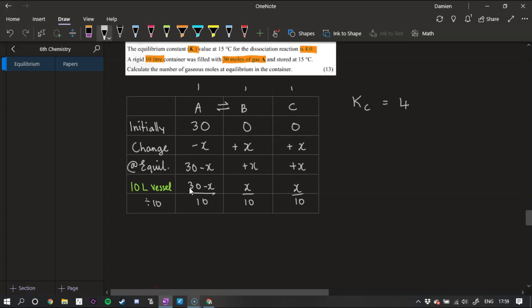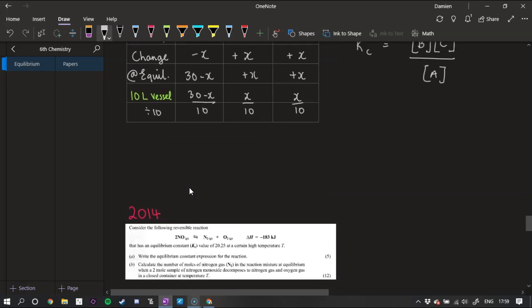Kc for the reaction is going to be Kc equals, and our products go on the top, B multiplied by C in square brackets, all divided by the concentration of A. No powers here because everything is to the power of 1, and if Kc is equal to 4, that means all of this is equal to 4.